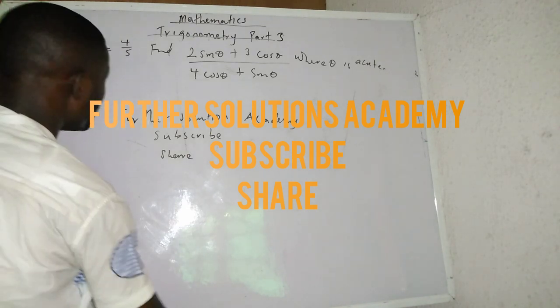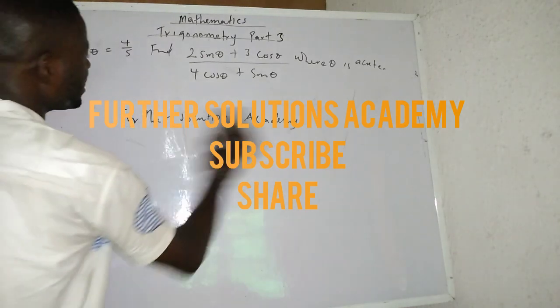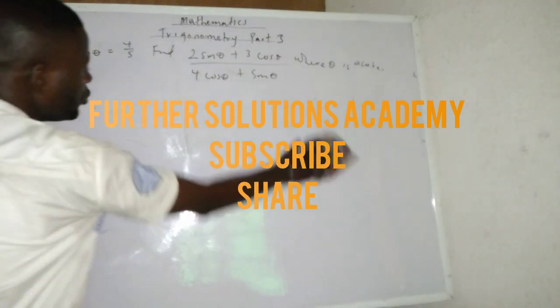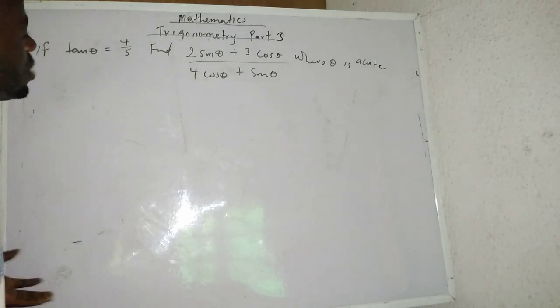Now, we are on trigonometry. This is trigonometry part 3, which is problems on trigonometry. We have done video 1, which is part 1, and part 2 also. Now, I want you also to see how problems come up on trigonometry.